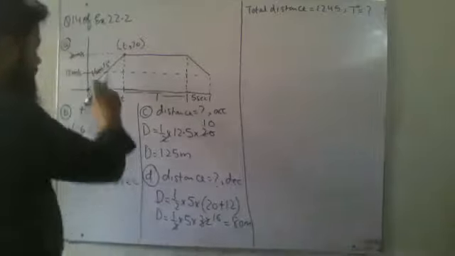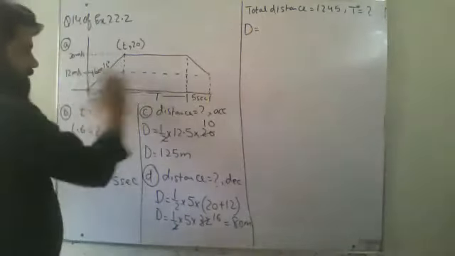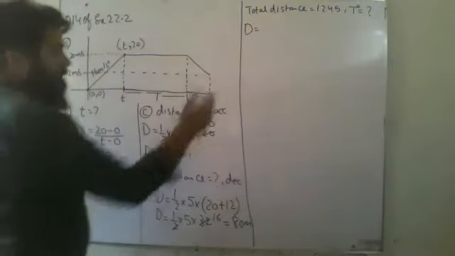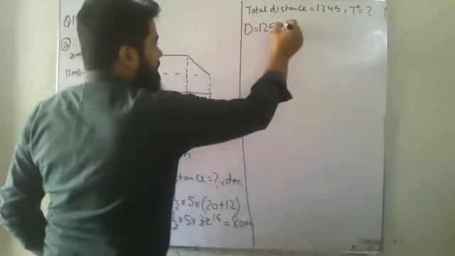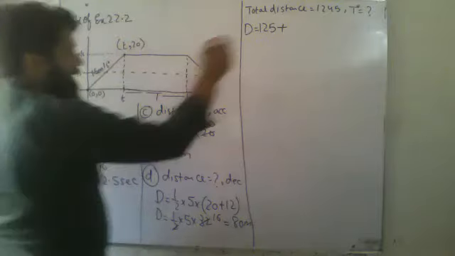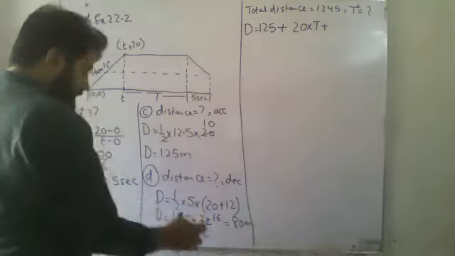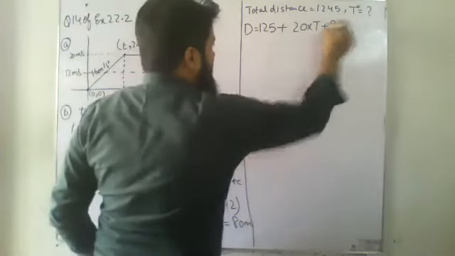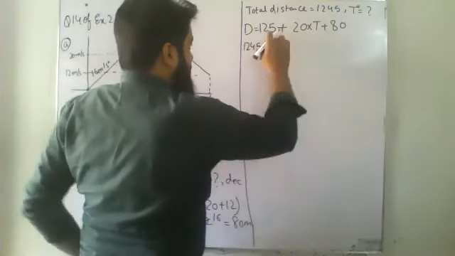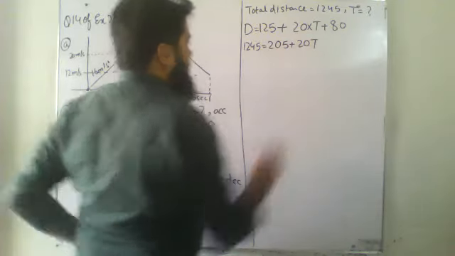So how will you start? We know that distance equals, I'm talking about the whole distance. This one I have already found, which is 125 meter plus, this I have to find, this is T, this is 20. So 20 into T, plus this thing which is given, that is 80. So 1245 equals, adding 125 and 80 over here, this will become 205 plus 20 T.